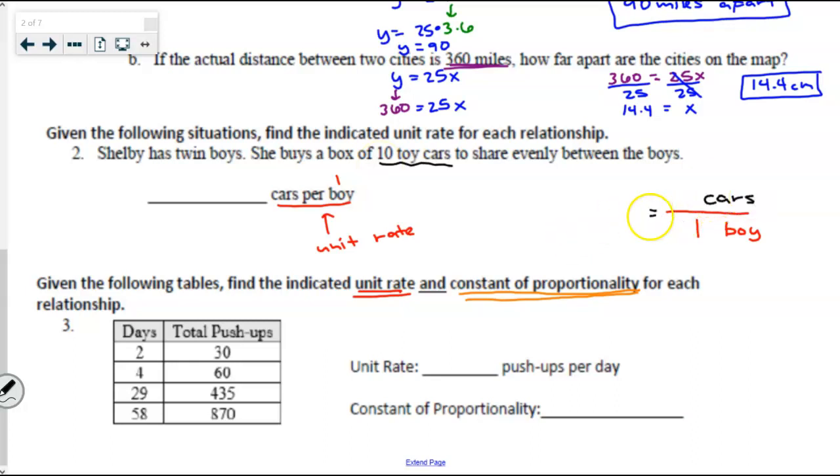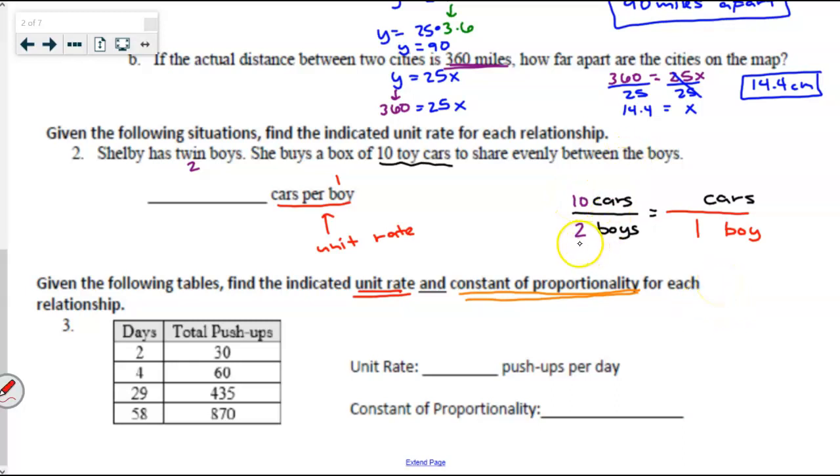So I'm setting up the end of my unit rate. And now that I know what the end of that unit rate looks like, I know what the beginning needs to look like. That means I'm going to have cars in the top part of that ratio, and I'm going to have boys in the bottom part of that ratio. And I'm going to fill in the information with the given information. She has twin boys. Twin boys means that there are 2 boys. She bought 10 toy cars, so that's going to be 10 cars in the top.